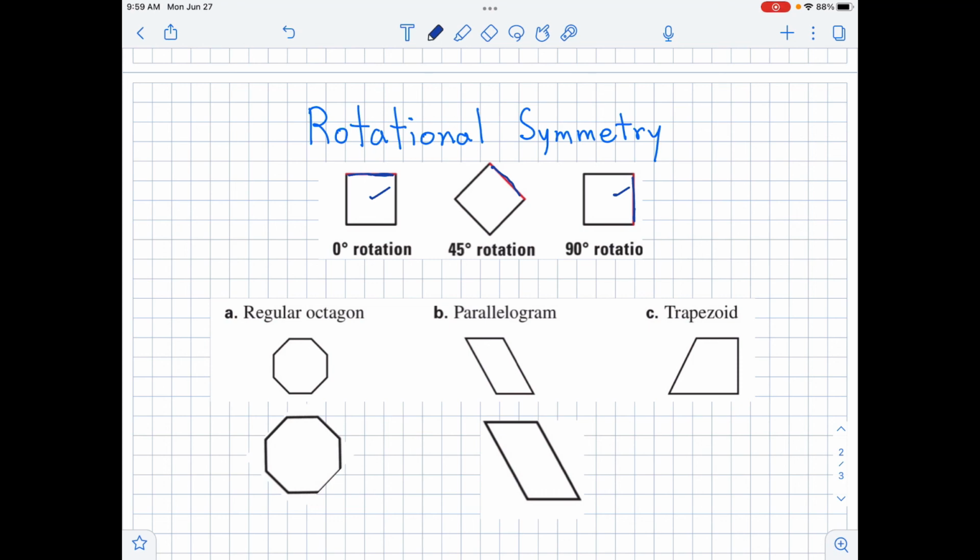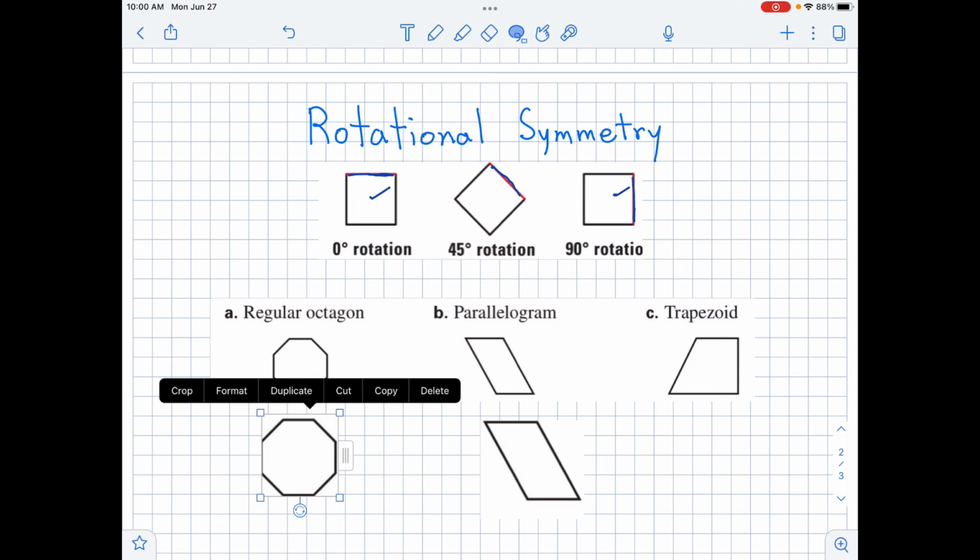Now, other things have rotational symmetry. Notice this octagon here. If I rotate this octagon, let's see. Well, it's not giving me my rotation bars, but notice if you rotate this regular octagon, you have a rotation. Oh, there it goes. So notice if I rotate this a little bit, I don't have to rotate it much, and I get the same thing back. So this has rotational symmetry.